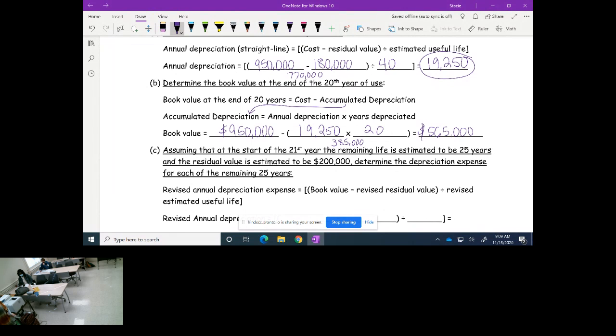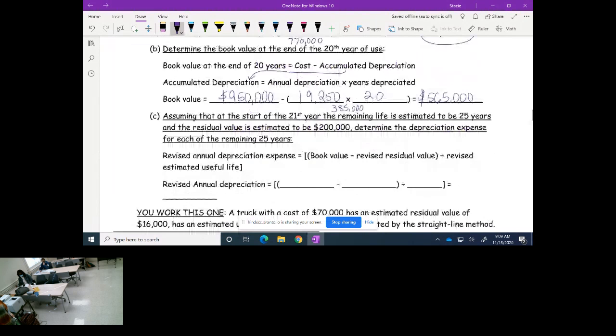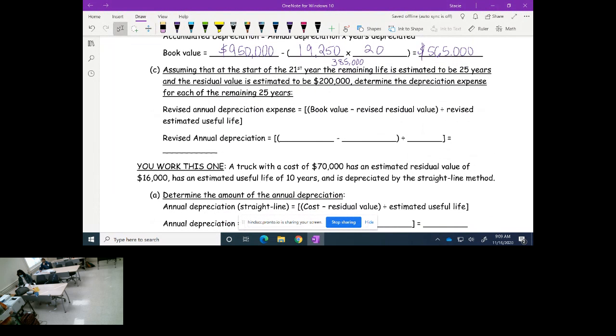Okay, so here is the change in the estimate scenario. Assuming that at the start of the 21st year, the remaining life is estimated to be 25 years. Well, they initially said 40, and we've had 20 years pass, so they're adding an extra 5 years onto the life of this asset.